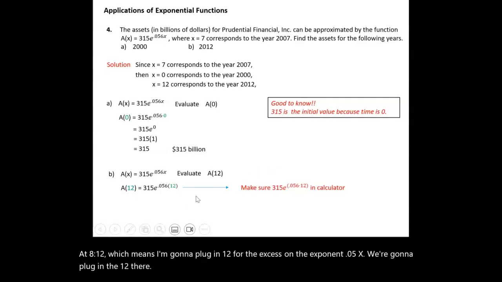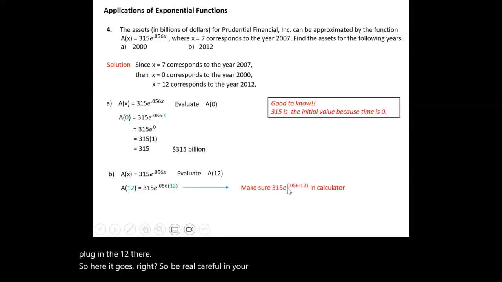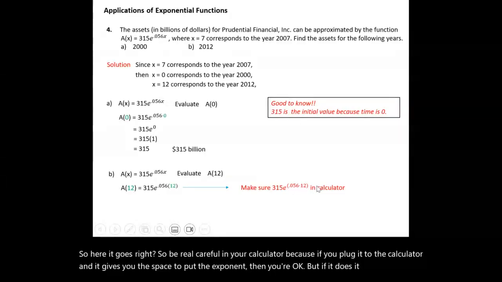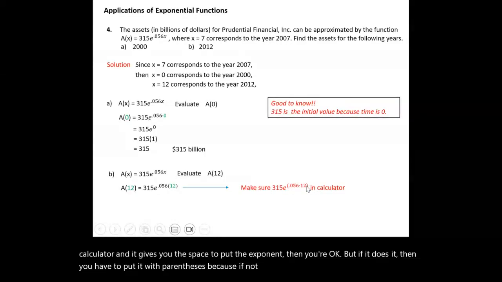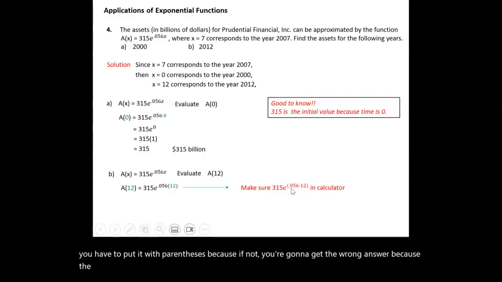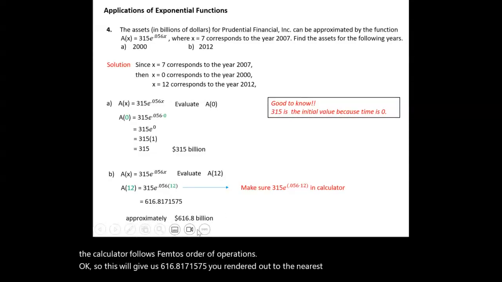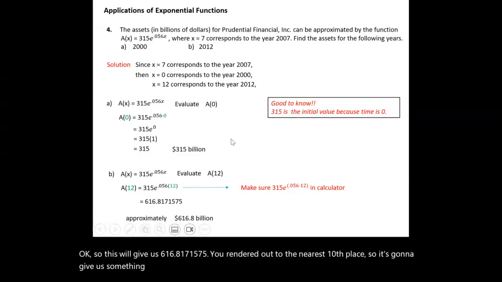So here, guys, be real careful with your calculator. If it gives you the space to put the exponent, then you're okay. But if it doesn't, then you have to put it with parentheses, because if not, you're going to get the wrong answer, because the calculator follows PEMDAS, order of operations. So this will give us 616.8171575. You round it off to the nearest tenth place, so it's going to give us something like $616.8 billion.